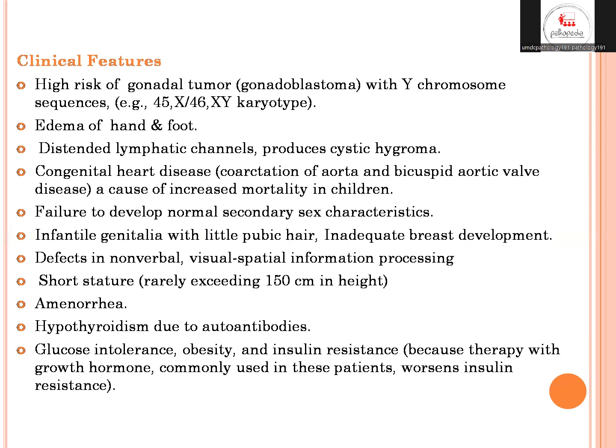Clinically, Turner syndrome patients are at high risk of gonadal tumors with Y chromosome sequences. There is edema of the neck, and distended lymphatic channels produce cystic hygroma. Congenital heart disease is a cause of increased mortality in children. There is failure to develop normal secondary sex characteristics, with infantile genitalia and little pubic hair. There is inadequate breast development, a defect in nonverbal visual-spatial information processing, short stature, amenorrhea, hypothyroidism due to autoantibodies, glucose intolerance, obesity, and insulin resistance.